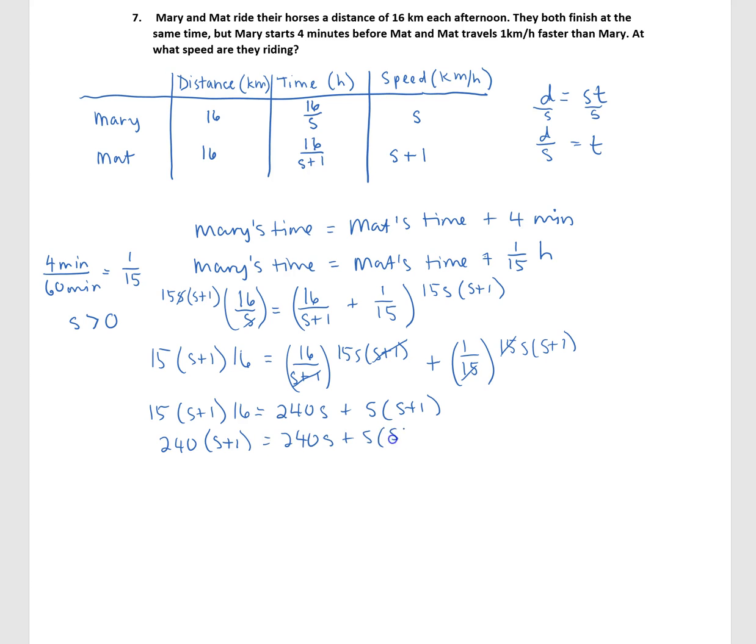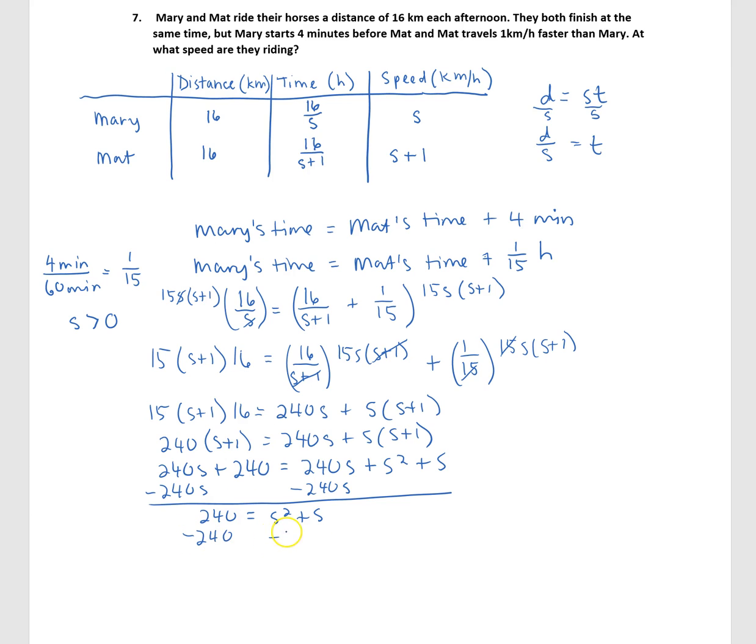Now let's multiply out these brackets. 240 times s is 240s, 240 times 1 is 240. S times s is s squared, s times 1 is s. Now I'm going to subtract 240s from both sides of my equation, because those will cancel out. I'm left with 240 equals s squared plus s. I want to bring my 240 over to the right side, so I get 0 is equal to s squared plus s minus 240.